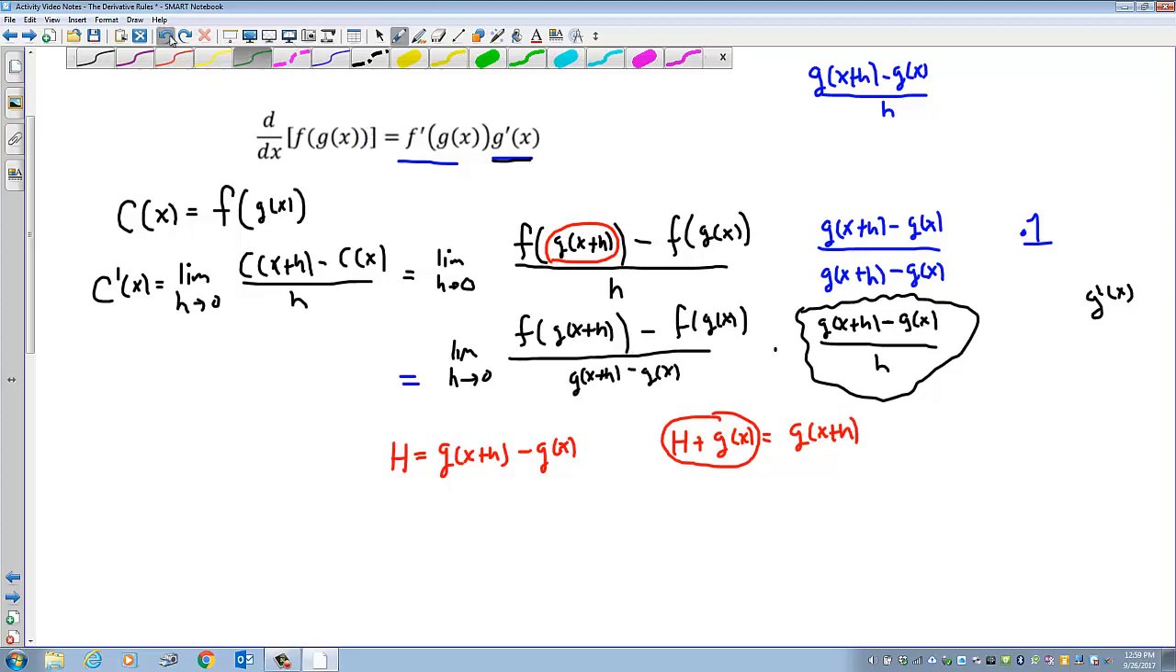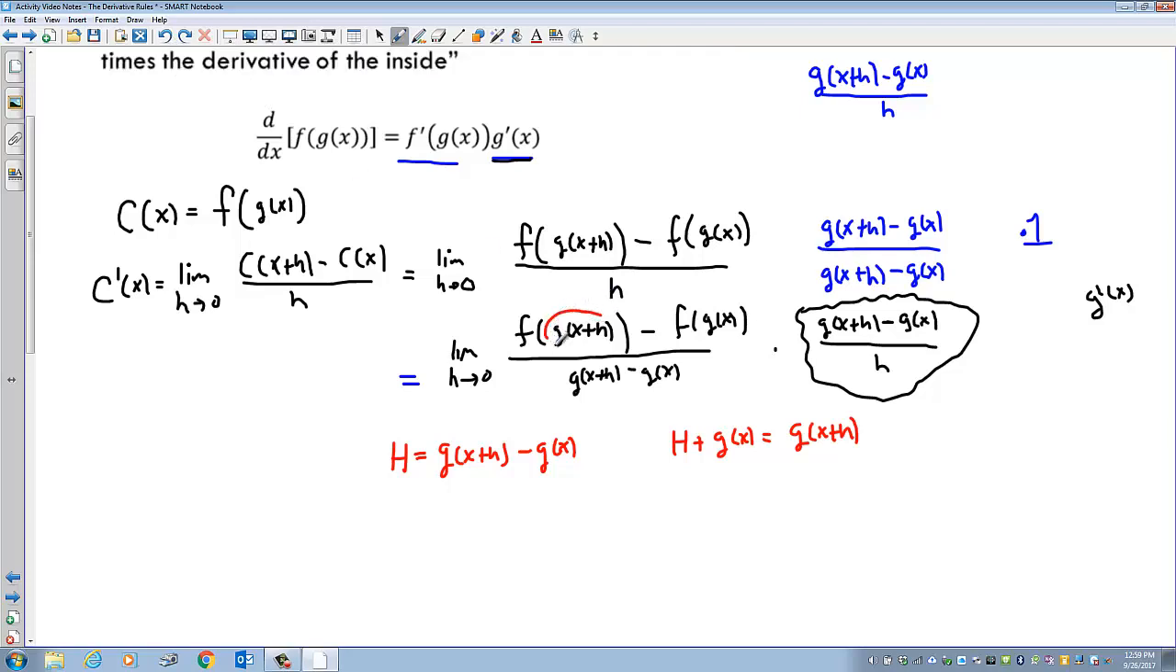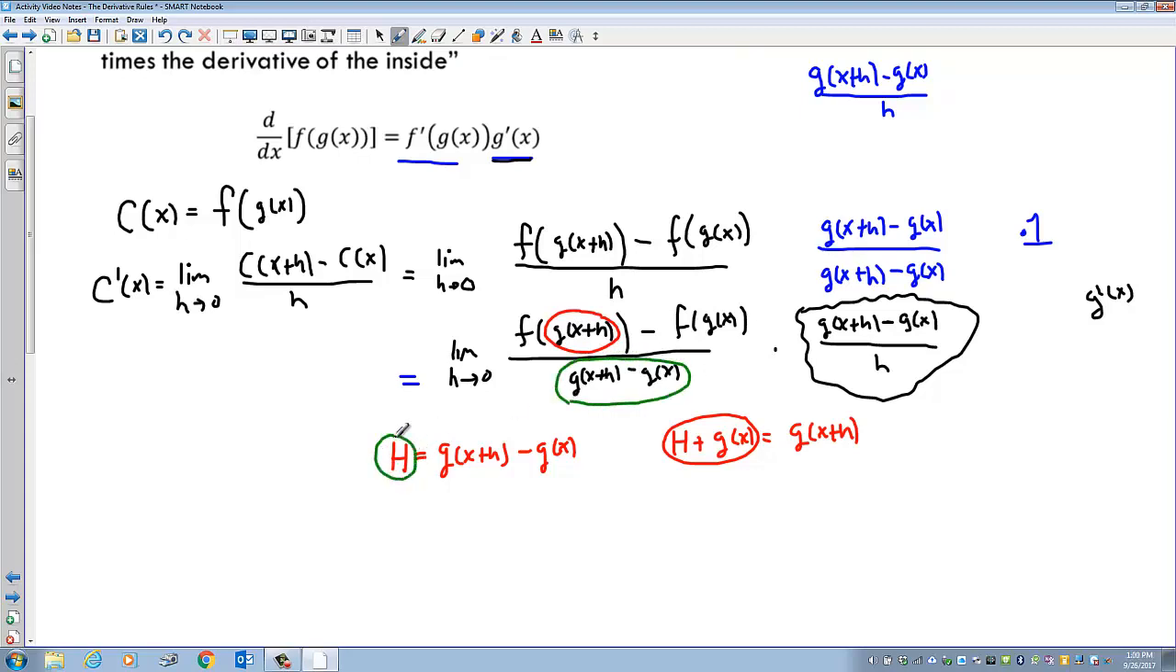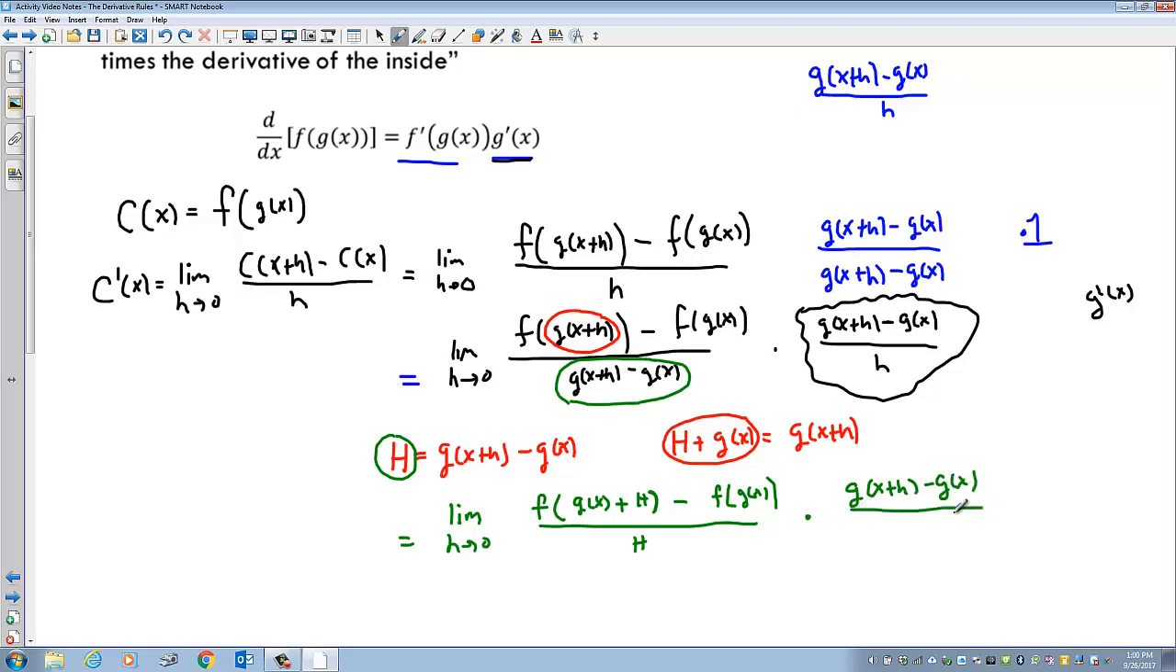Oops. Let me circle the right thing. All right, so I'm going to take, not up there, but right here, I'm going to take this thing out and replace it with this thing. And then I'm going to take the bottom out right here and replace it with this thing. So it's just a substitution, basically. So what we get here is equal to the limit as h goes to 0 of f of H plus g of x, which you can just write as g of x plus h. It's the same thing. And then all minus f of g of x, and then all divided by big H. I just take this thing and replace it with big H. And that's still being times, times what? Times g of x plus h minus g of x, all divided by little h.